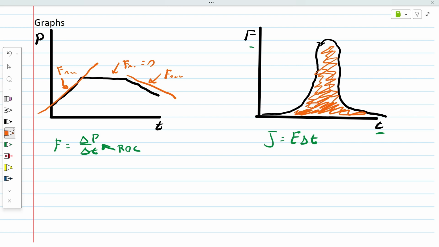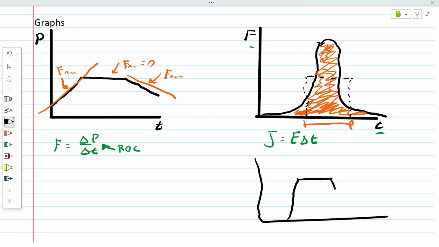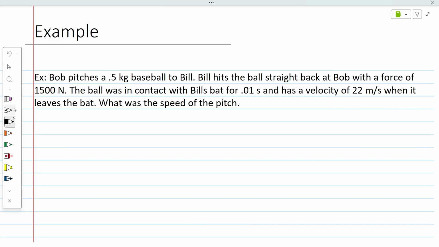This graph is pretty common to see if you're hitting a baseball, for example. You'll have a short amount of time where you're applying a force, but your force won't be perfectly even throughout. You might see this graph approximated as something like this, where you can approximate it by finding the midpoint and taking the area like this, or you may even be given a graph that looks something like this, and you can find the area just using geometry. So that's something to be aware of for the graphs that relate to these equations. Alright, so let's do an example here using impulse and change in momentum.